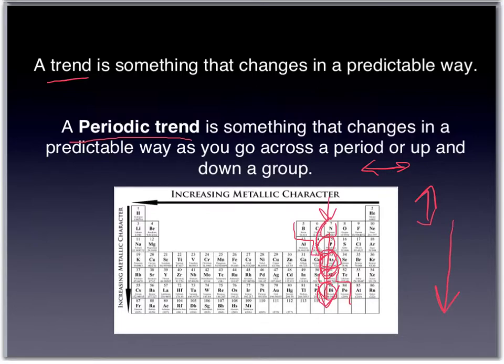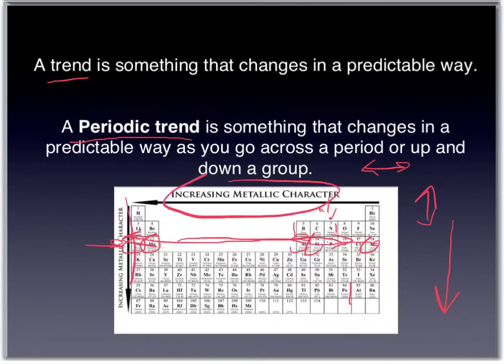Looking across a period, let's look across this period for instance. Sodium is a metal, magnesium is a metal, aluminum is a metal, but silicon, you probably can't even see that anymore. Let me erase that. Silicon is a metalloid. Phosphorus is a nonmetal. Sulfur is a nonmetal. Chlorine is a nonmetal. Argon is a nonmetal. So as we go across, metallic character gets less. Or you could think about it the other way. If we go this way, metallic character increases. So that's an example of a periodic trend.